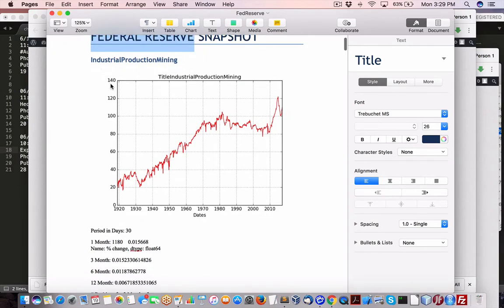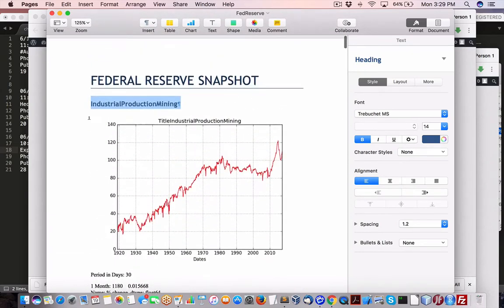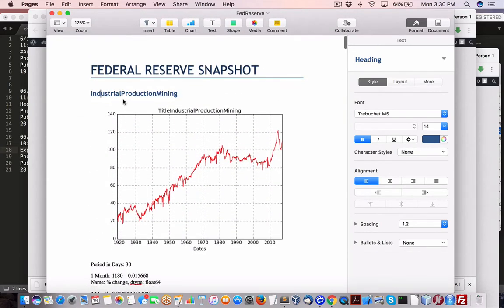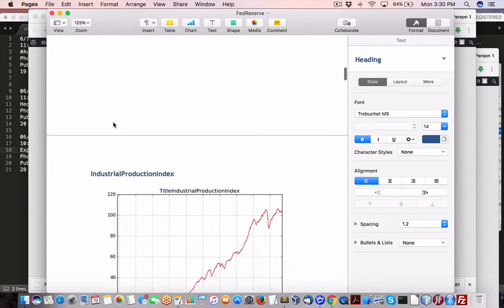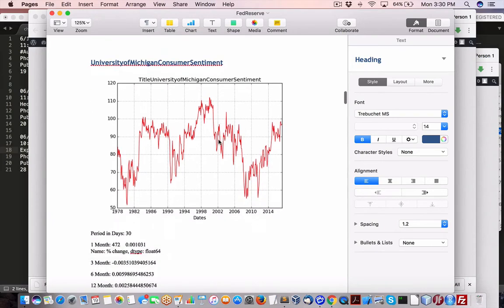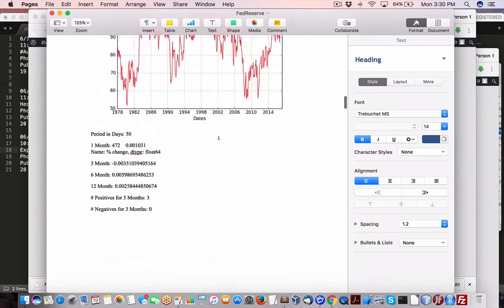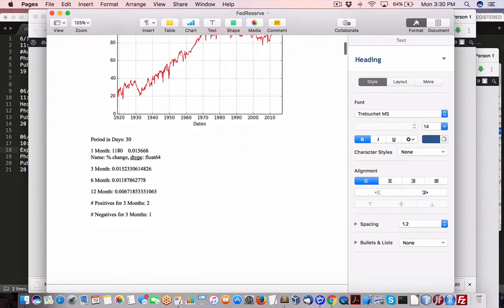So what I've got here is forward-looking data on various sectors in the economy of the U.S. So for instance, we have industrial production mining, we've got gross domestic product, industrial production, consumer sentiment, and so on and so forth. So I'll go through each one and try to explain what's happening.